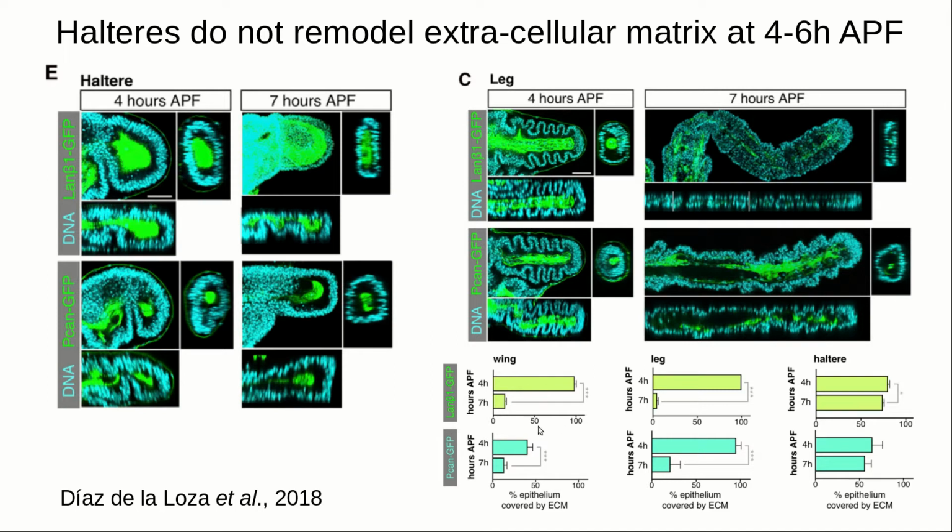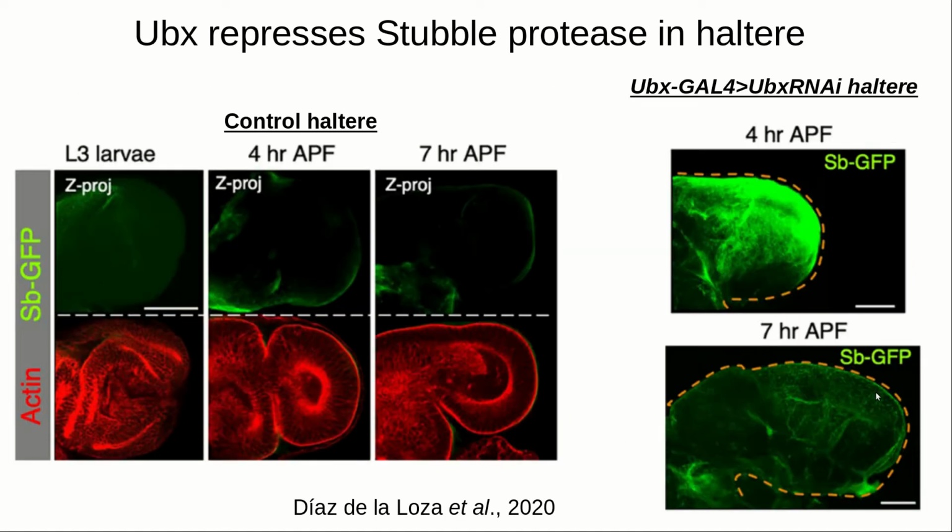So here you can see the quantification, the amount of laminin B and perlecan at 4 and at 7 hours after pupariation. So in the wing it decreases, in the leg it decreases, and in the haltere it doesn't. So Ubx has been shown to repress stubble, which is the protease that degrades Dumpy, in the haltere.